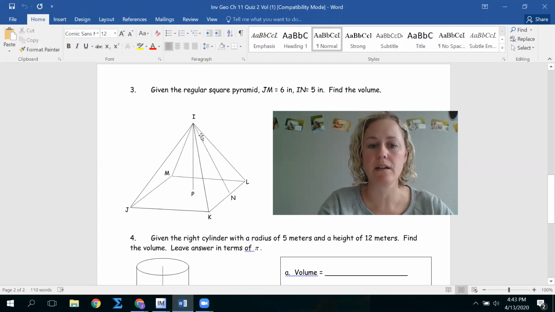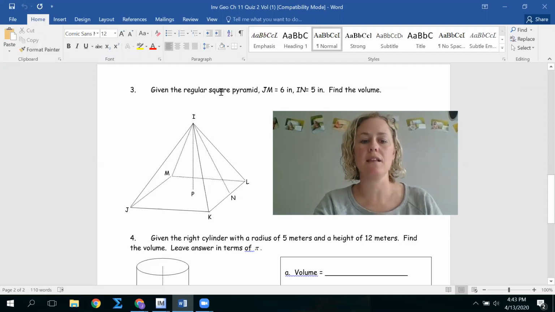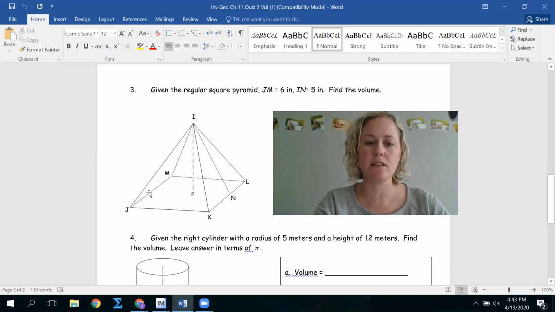Number 3, we have a pyramid because it comes to a point at the top. So we want to find the volume of that pyramid. It tells us JM, or this side length, is 6. And it also says that this is a square pyramid, meaning the base is a square. So if I have 6 on this side, JM, ML is also going to be 6, KL is also going to be 6, JK is also going to be 6. Then it tells us IN, which is this slant height, is 5. That is not your height. It is your slant height, okay? So let's go ahead and attempt this problem.